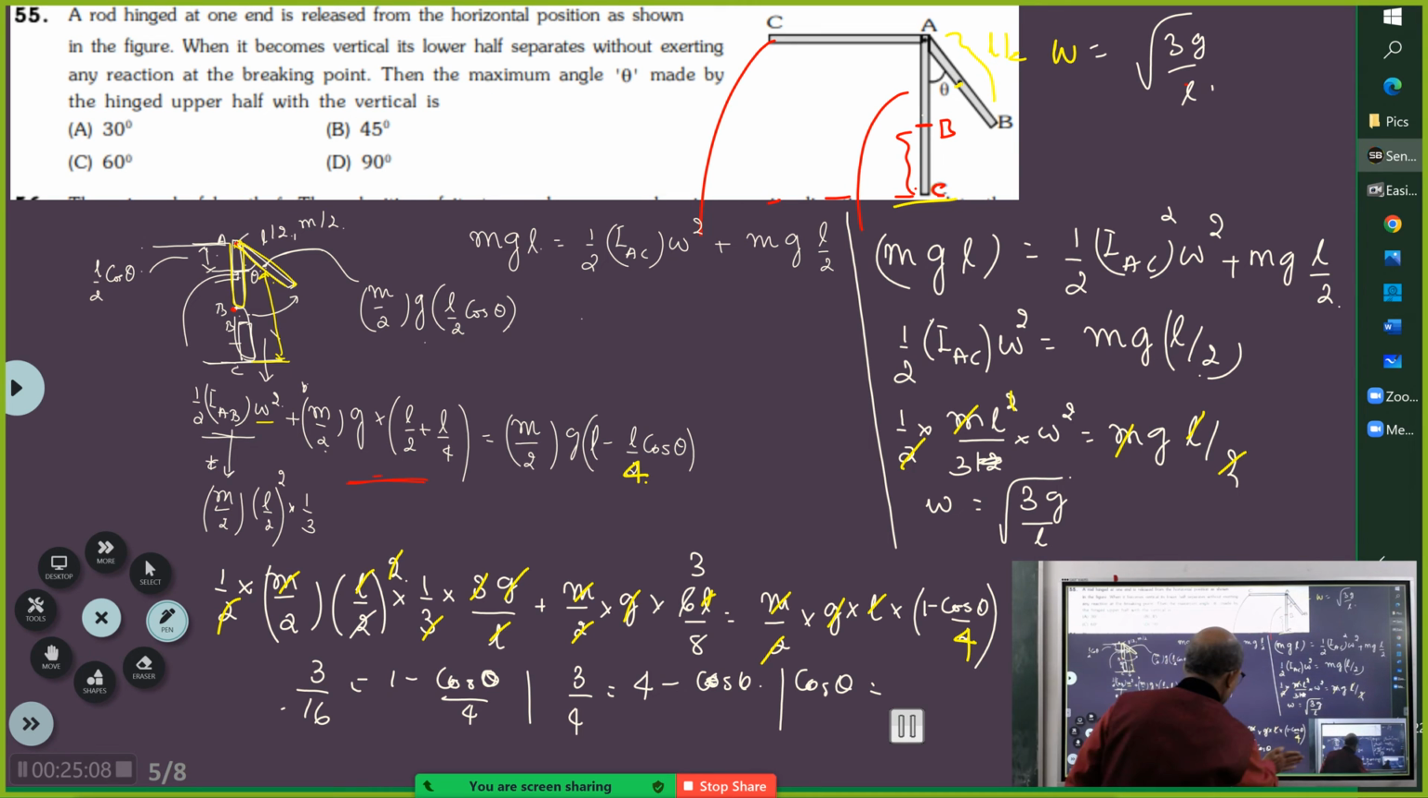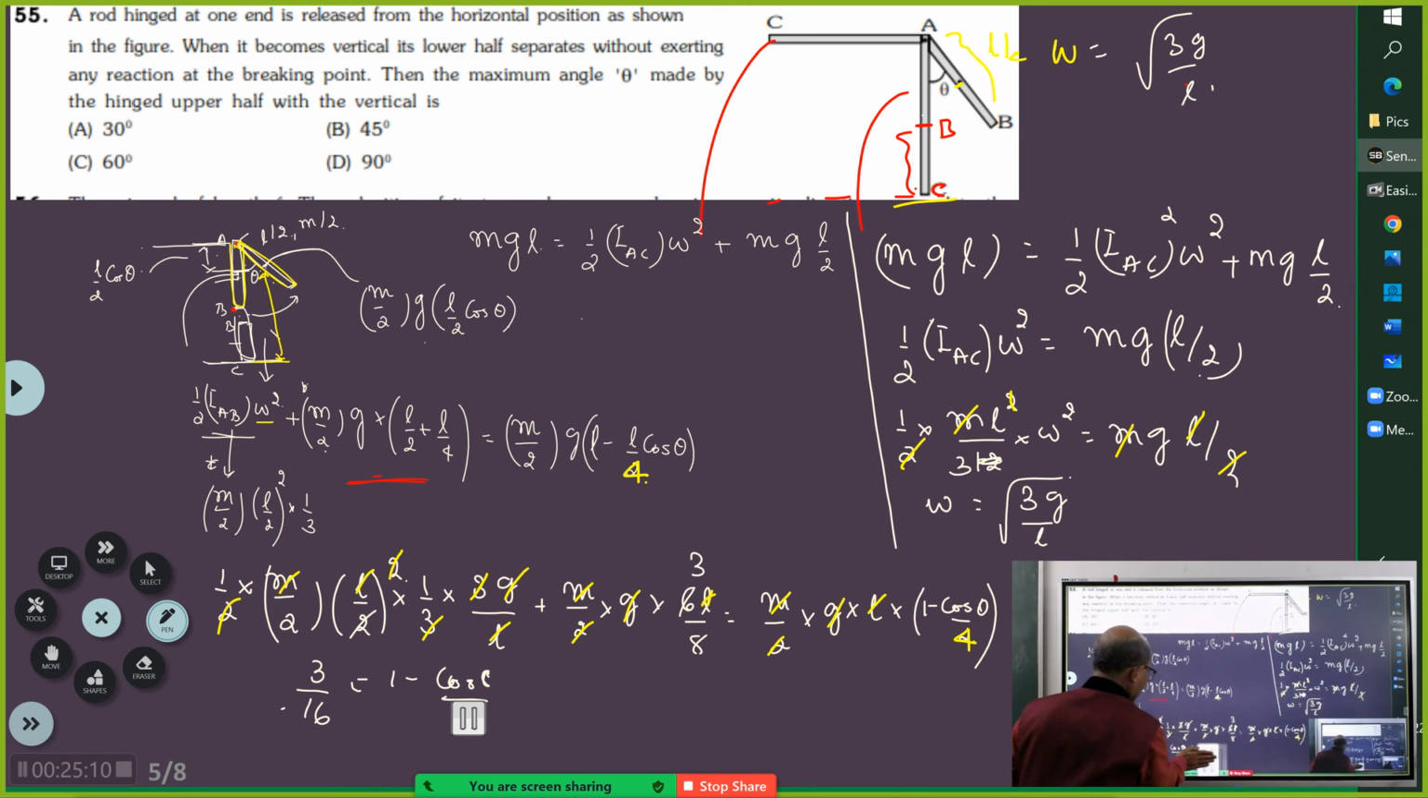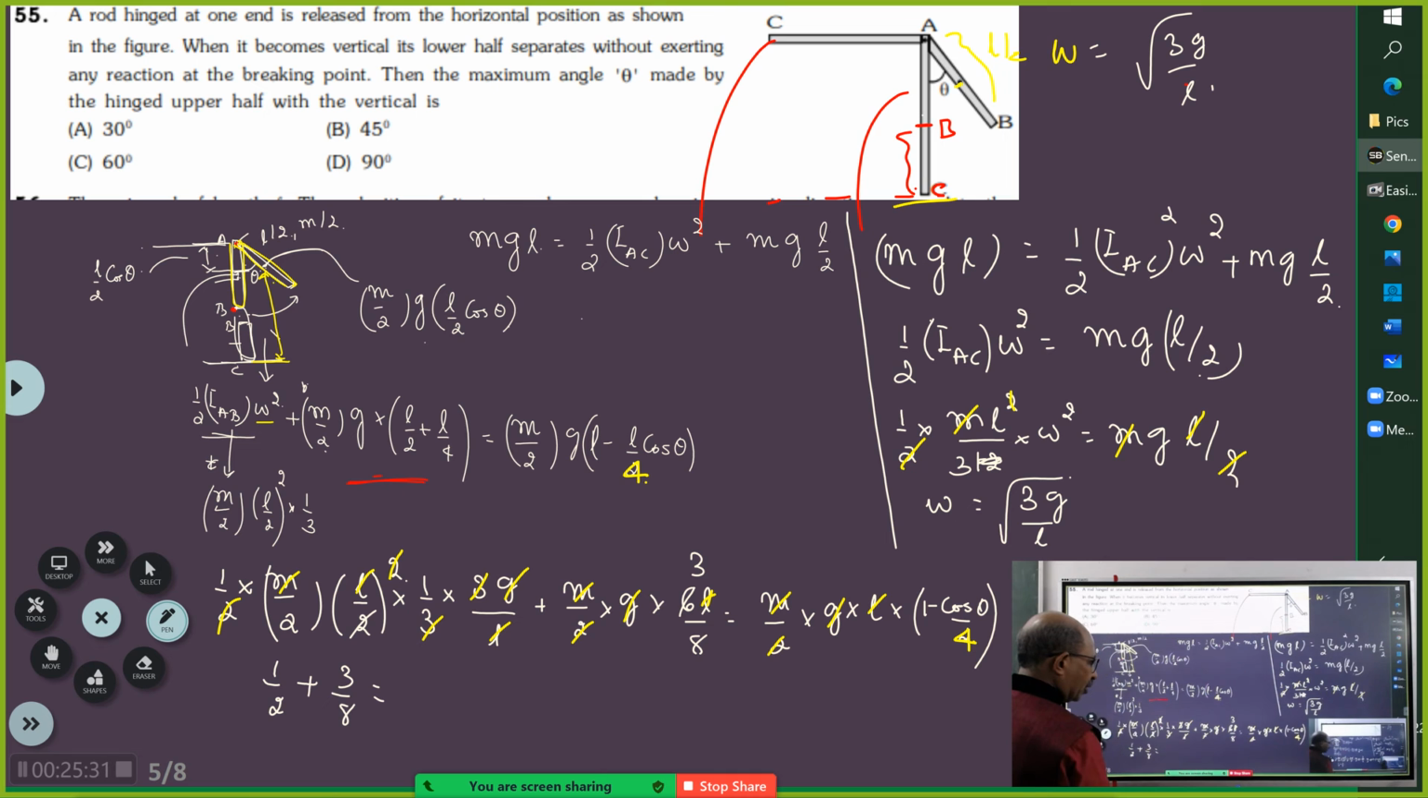Oh, sorry. Big equation on the board. Correct. Thank you. So it will not be 3 by 16. Thank you. So that 8 is here and here 2, 1 by 2. So this will be 1 by 2 here. Everything else will go here. Plus will be 3 by 8. Okay. And this will be equal to 1 minus cos theta by 4.